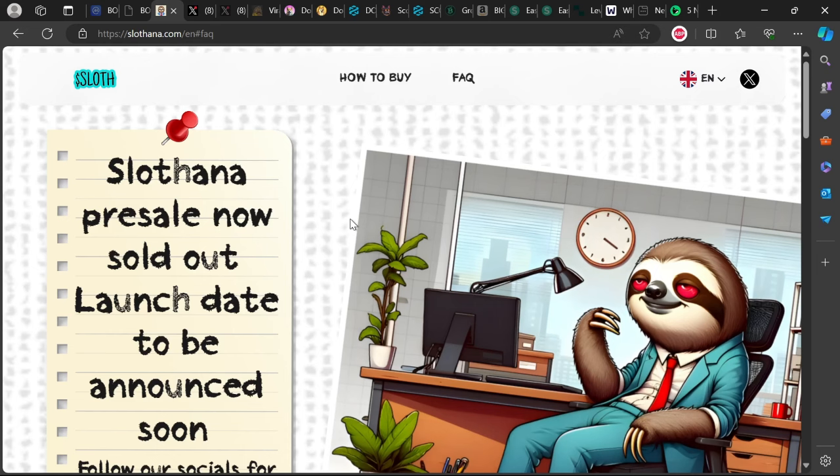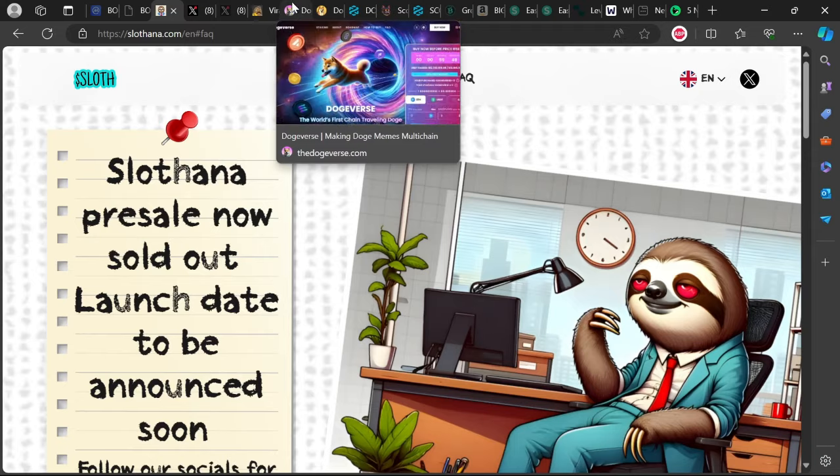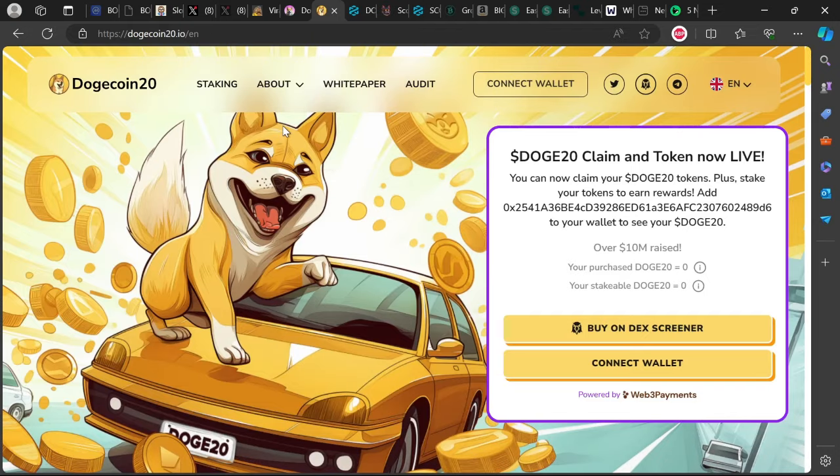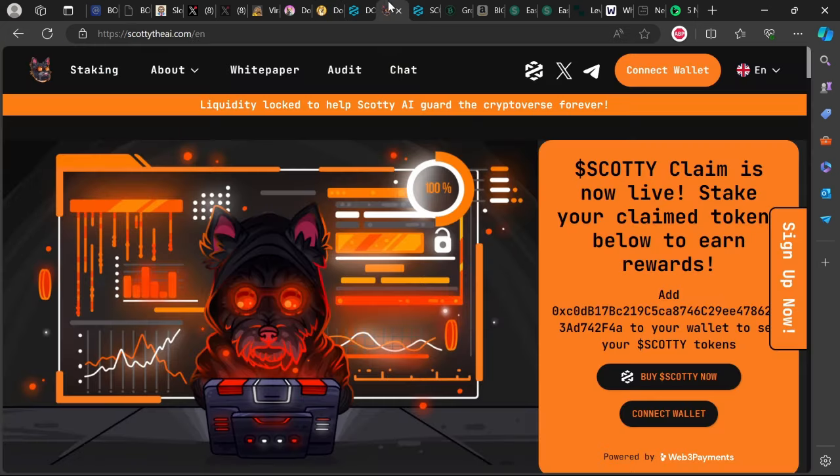So we have already identified this one as a scam, right? Now we're just going to be talking about exactly how we can expect the scam to develop, using notes from the other scams on Ethereum. We do know the same team behind this scam is behind Dogeverse, Dogecoin 20, and Scotty the AI.